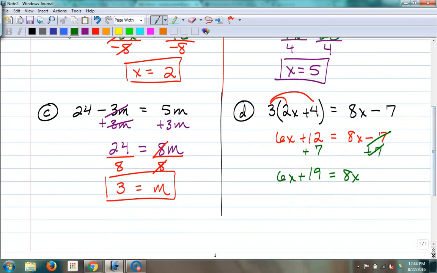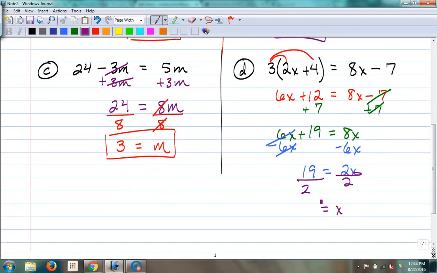And then what? 19 equals positive 2x or negative 2x? Positive 2x. Good job. Divide by the 2, and leave it as that improper fraction. Reduce it if possible, but leave it improper. A little bit longer. That's kind of like when we're getting to harder material. It's a little longer question, with a little more to explain about what's going on there.